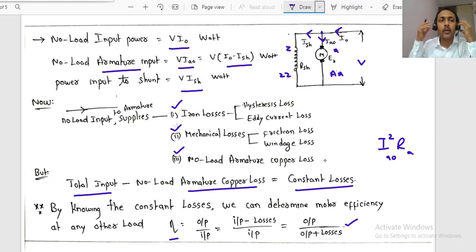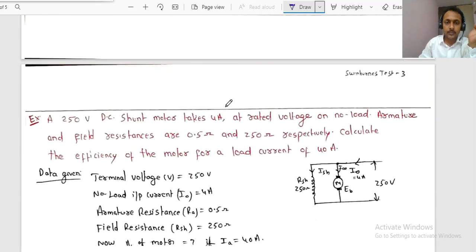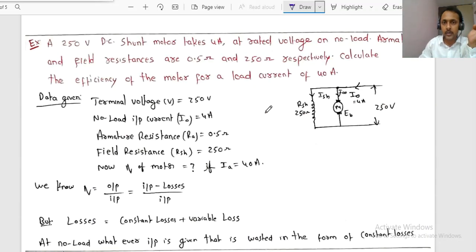Clear? Now let me do a small example, so we will understand it in a better manner. At last, our target is to find out the efficiency.